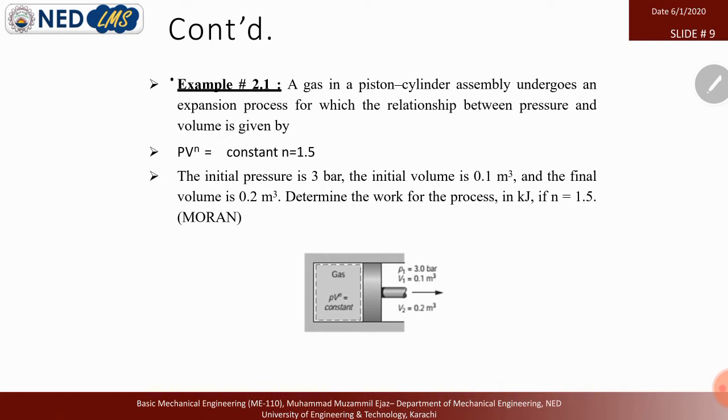So first of all, we have to read this numerical. A gas in a piston cylinder assembly undergoes an expansion process. Look, it is an expansion process for which the relation between the pressure and volume is given by PV to the power n is equal to constant. That is the same equation, PV^n = C, and in this case n is 1.5.